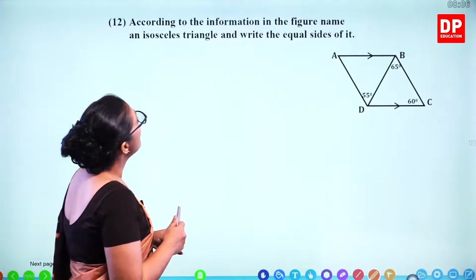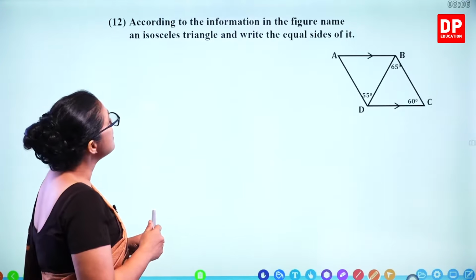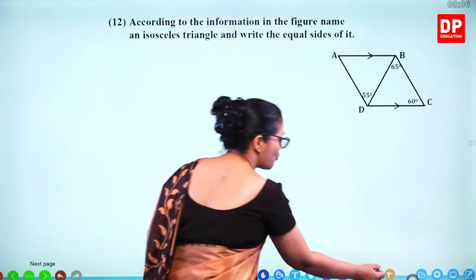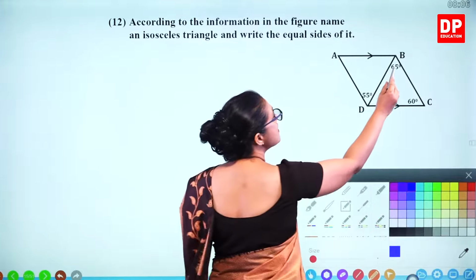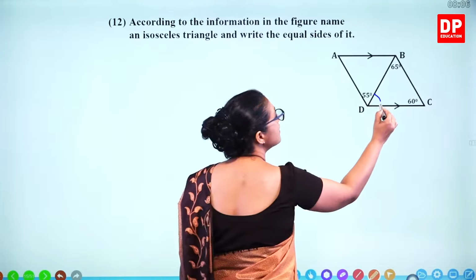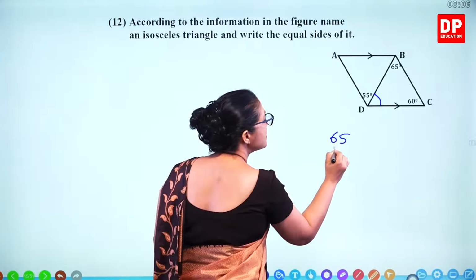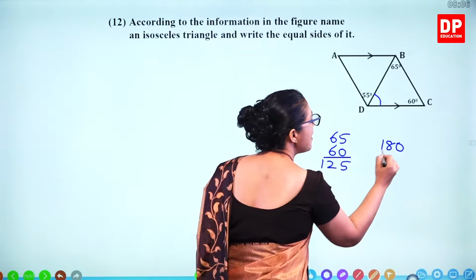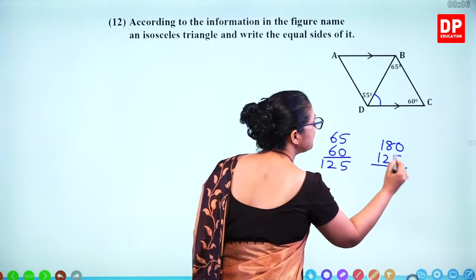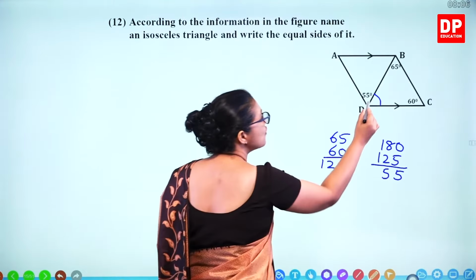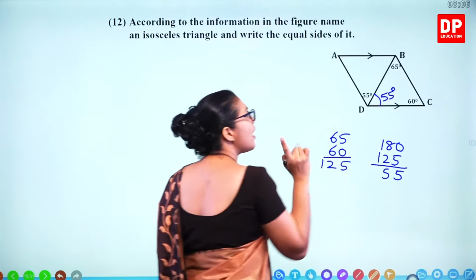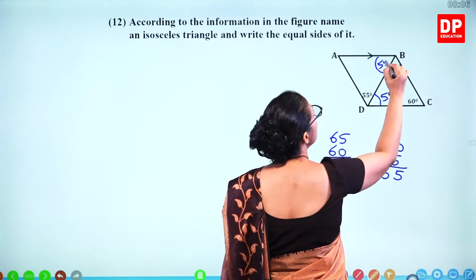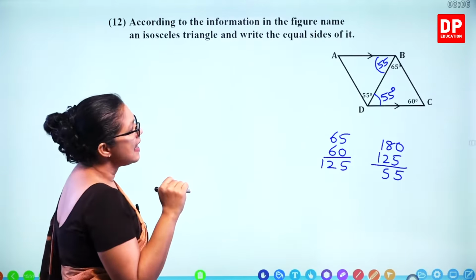Question number 12. According to the information in the figure, name an isosceles triangle and write the equal sides of it. So you have given 2 triangles. So we'll see. This is 65. This is 60. What is this angle? So we'll find out. 65 and 60 becomes 125. 180 minus 125, you get 55. So this becomes 55. Now these 2 lines are parallel. So what is this angle? This angle is 55. Alternate angles are equal.